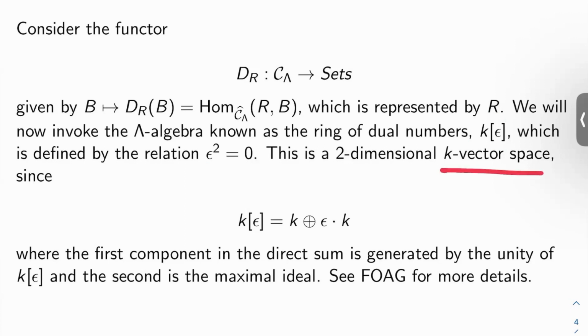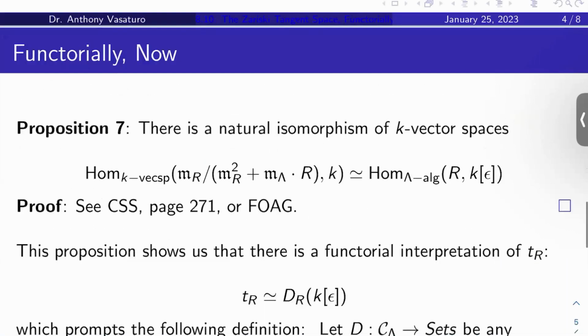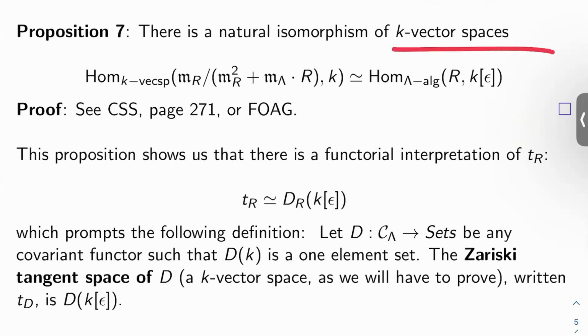This is a two-dimensional K vector space itself because it is K direct sum epsilon times K, where the first component in the direct sum is generated by the unity of the ring, and the second is just the maximal ideal. Okay, so I would check out Hartshorne or Vakil's book for more details about this. The main result is there's a natural isomorphism of K vector spaces between the following two sets. The K vector space maps from the cotangent space to K, in other words, the Zariski tangent space, to the set of lambda algebra maps from R to K adjoin epsilon, the ring of dual numbers.